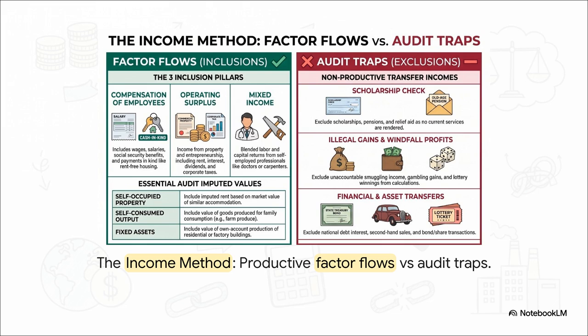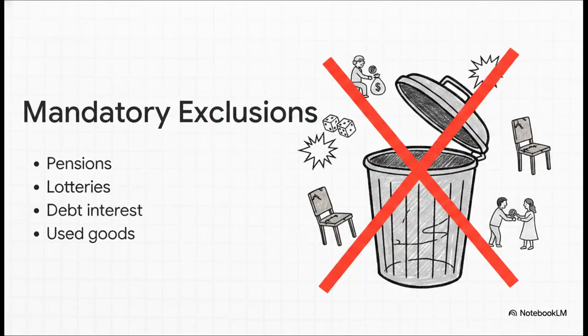These are flows of money that we must ruthlessly exclude from our national income calculation. Let's rapid fire through these mandatory exclusions so you don't get tricked on an exam. First, we exclude transfer incomes like old age pensions, unemployment relief, and student scholarships. Why? Simply because no current productive services are rendered in exchange for them this year. We also exclude illegal incomes from smuggling or gambling because, well, they're unaccountable.